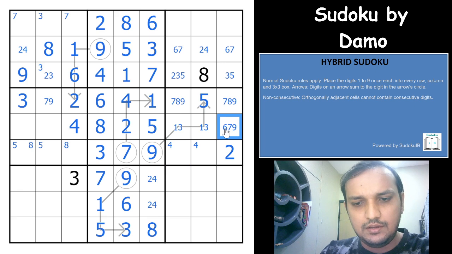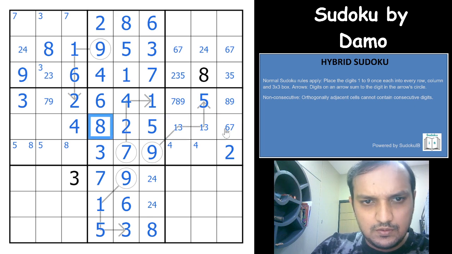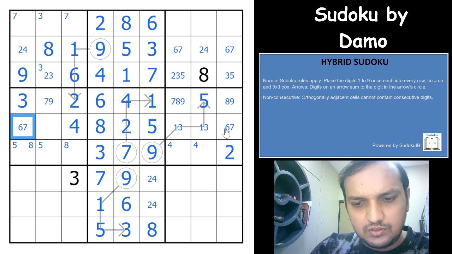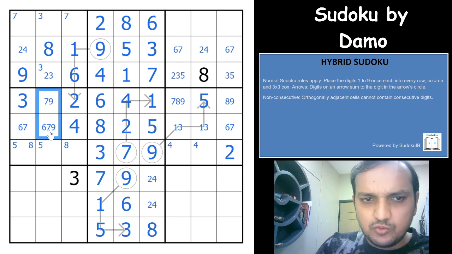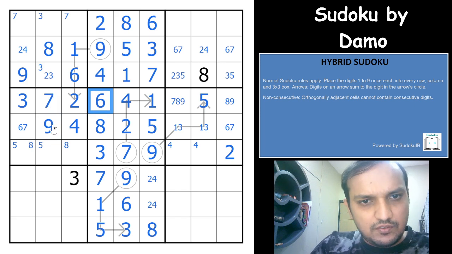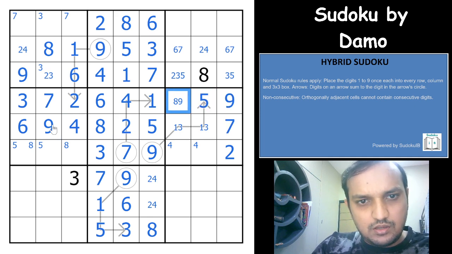This cell cannot be a 9, this 6 or a 7, which means this cell cannot be a 7, this is 8 or a 9. So it is 6, 7 or a 9. This cell cannot be a 9 because if this is a 9, both of these would be 6 and a 7. So you have a 6, 7 pair here, so that gives you a 9, 7. Okay, so that is 6, 7, 9 and 8.